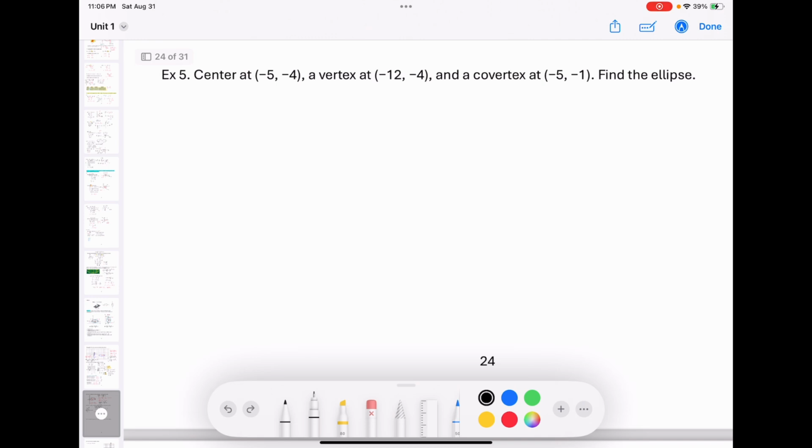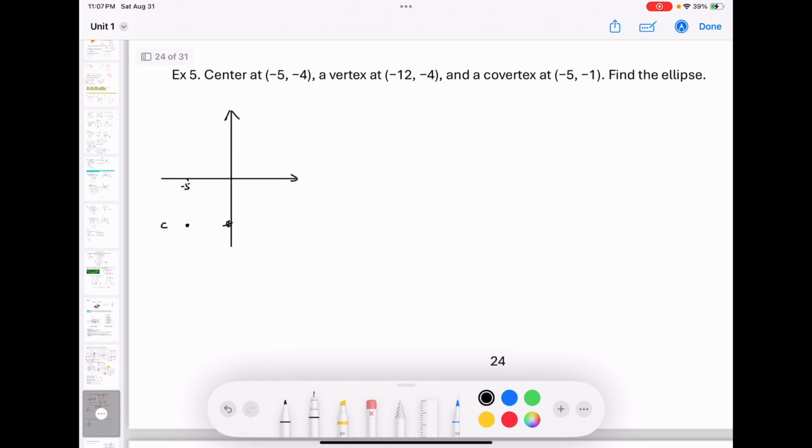All right, let's see the number 5. Center is given, and one vertex is given, and the co-vertex is given. Find the ellipse. So let's graph the xy plane, make a sketch. Negative 5 and negative 4 is my center. So this is negative 5 and this is negative 4. So let's say this is a center, we say C. And then vertex is negative 12 and negative 4. Oh my, I don't have a good space for the x value.